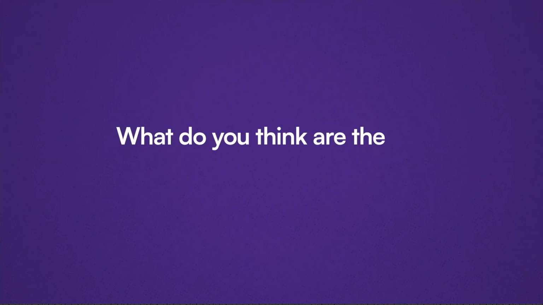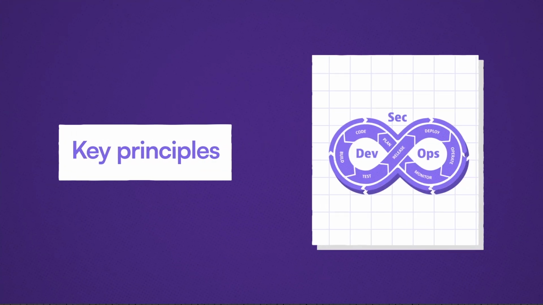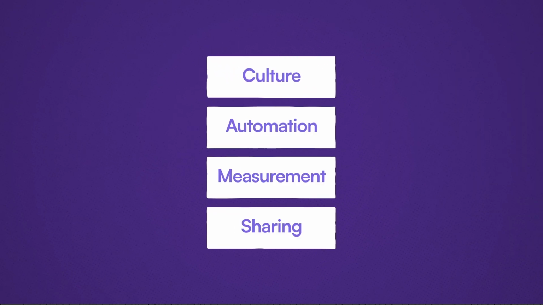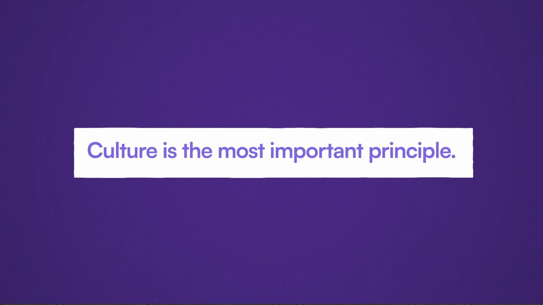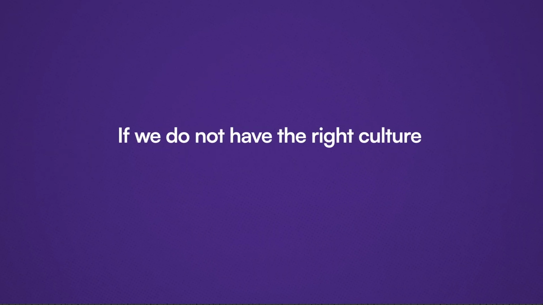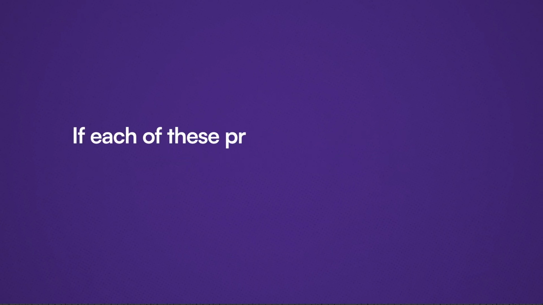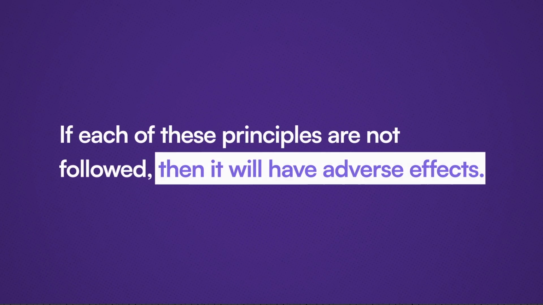What do you think are the key cultural aspects of DevSecOps? The key principles of DevSecOps are culture, automation, measurement, and sharing, CAMS. Culture is the most important principle. If we do not have the right culture, then everything else falls apart. If each of these principles are not followed, then it will have adverse effects.